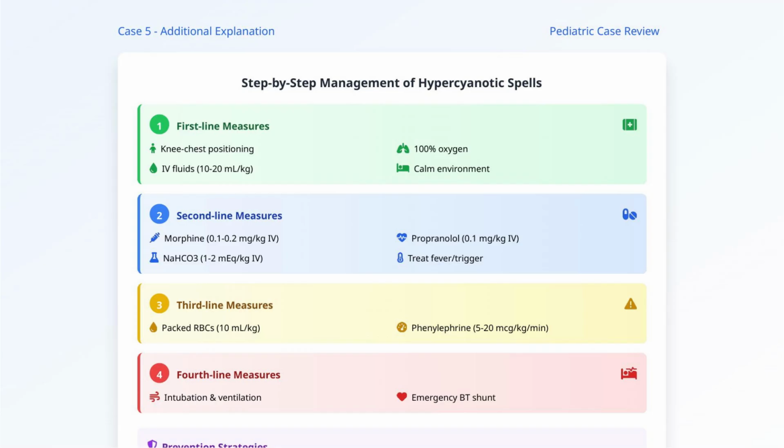Third-line measures for refractory cases include phenylephrine or norepinephrine to increase systemic vascular resistance and packed red blood cells if severe anemia is contributing. Fourth-line interventions include intubation and emergency surgical creation of a systemic to pulmonary shunt. Prevention strategies include prophylactic beta blockers, avoiding dehydration, and prompt treatment of infections that might trigger spells.